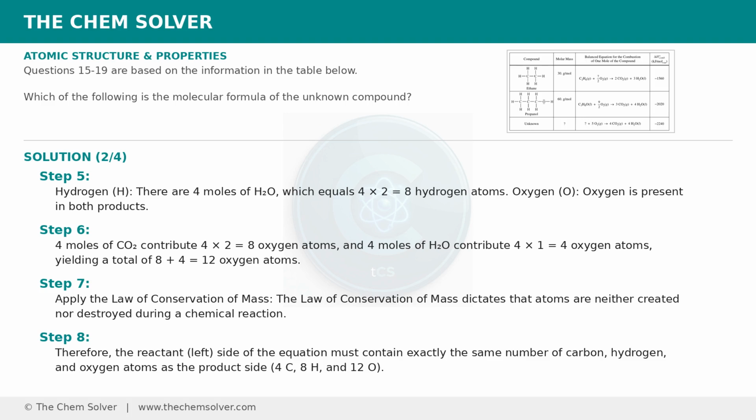4 moles of CO2 contribute 4 times 2 is equal to 8 oxygen atoms, and 4 moles of H2O contribute 4 times 1 is equal to 4 oxygen atoms, yielding a total of 8 plus 4 is equal to 12 oxygen atoms. Apply the law of conservation of mass. The law of conservation of mass dictates that atoms are neither created nor destroyed during a chemical reaction. Therefore, the reactant, left, side of the equation must contain exactly the same number of carbon, hydrogen, and oxygen atoms as the product side: 4C, 8H, and 12O.